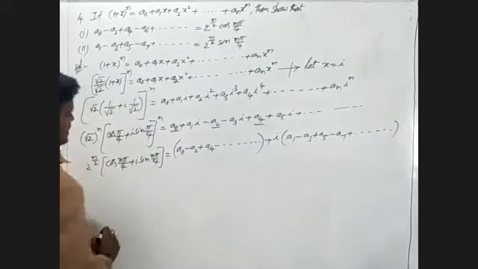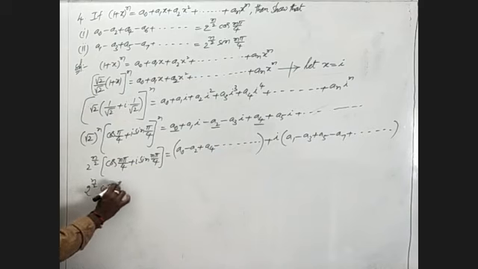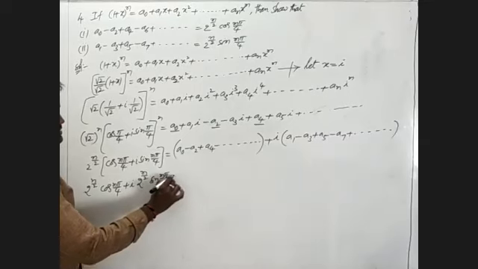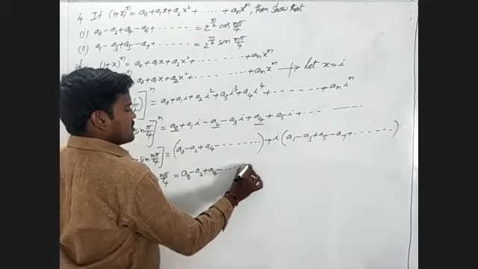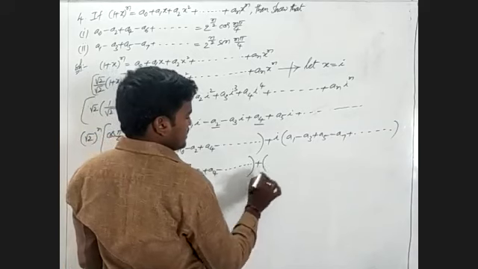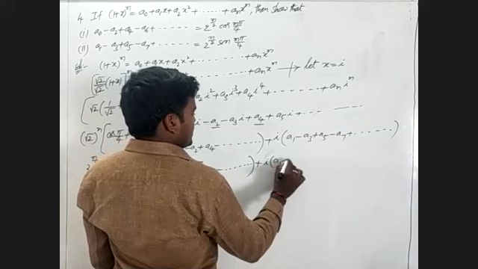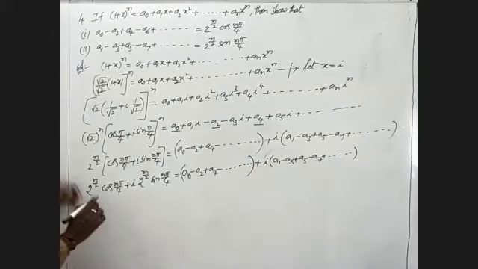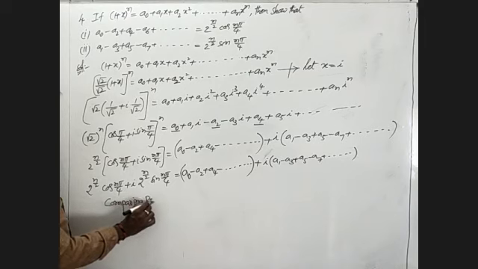We have to expand this, so I will write 2^(n/2) into cos(nπ/4) plus i into 2^(n/2) into sin(nπ/4), that is nothing but a0 − a2 + a4 − and so on plus i into (a1 − a3 + a5 − a7 and so on). Here we will observe these two, comparing real and imaginary parts.